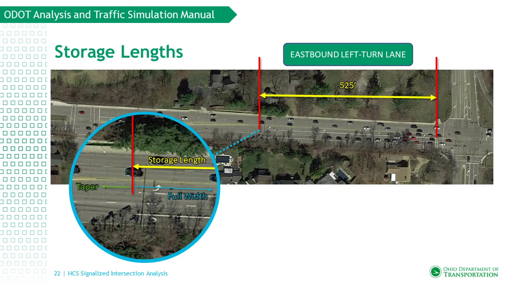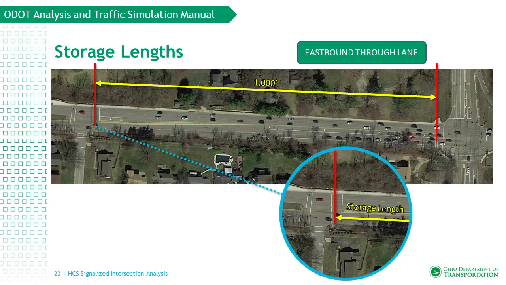For turn lanes, the length begins at the stop bar and extends to where the full width lane ends, as illustrated in this graphic. The taper length is not included in the length of the storage lane. To measure the storage lengths for through lanes, the distance to the upstream intersection is measured.